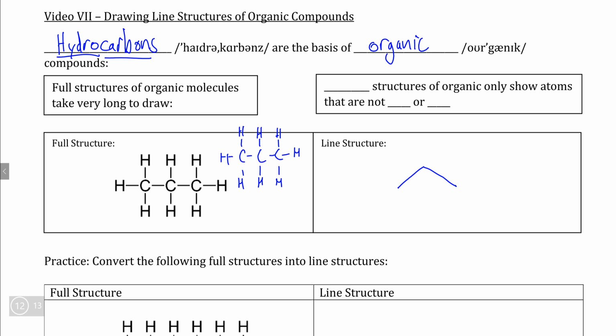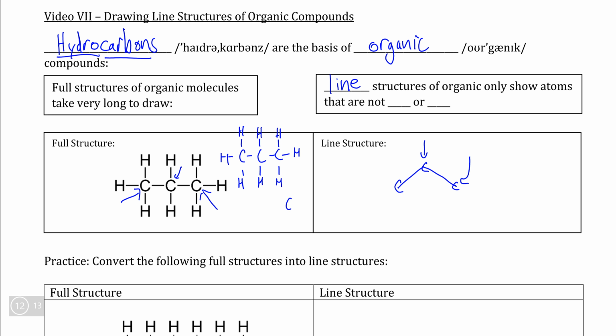Now, because this structure is literally just 2 lines, not surprisingly, we call this a line structure. So a line structure is a very simplified form of an organic compound, and basically what it does is it represents every bend in the lines, and every end of the line tells us that there is a carbon atom there. So the 2 ends of this line structure represent the 2 carbons on the end of this hydrocarbon, and the bend in the line there represents the carbon in the middle.